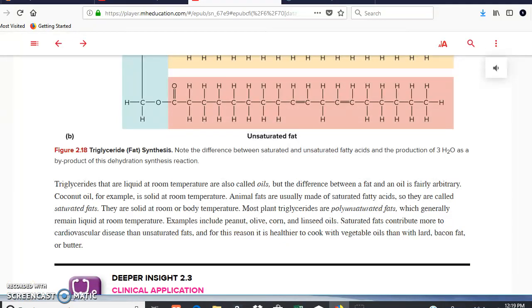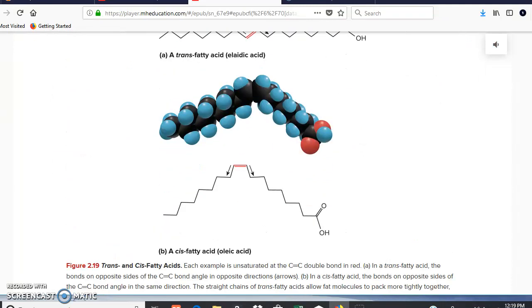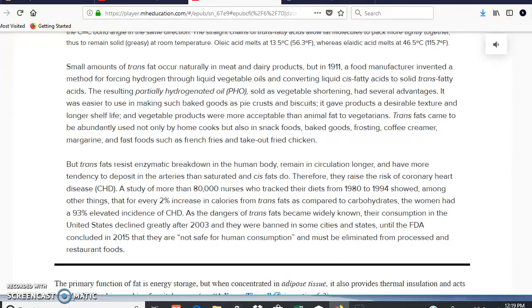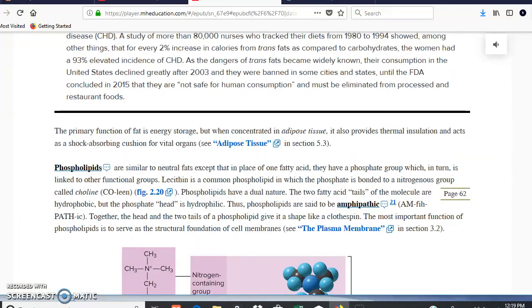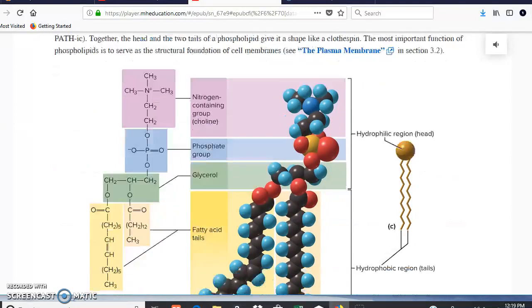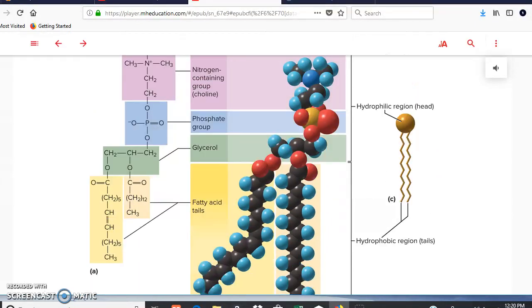Okay, if we keep scrolling down, you can see here trans fats and cis fats. I'm not going to talk about that. That's not necessarily related to what we need to cover. That's more nutrition. So I'm not going to mention anything about it, even though it may be important for other classes. But something that we need to cover is going to be phospholipids. Phospholipids are a little bit more complex than a fatty acid, but they come from a glycerol and from fatty acids.